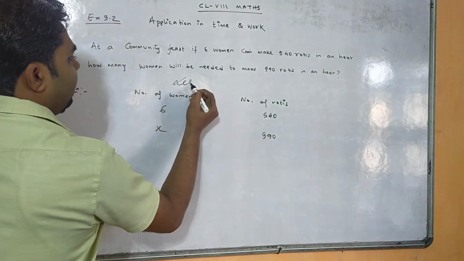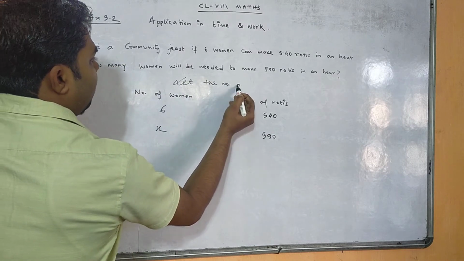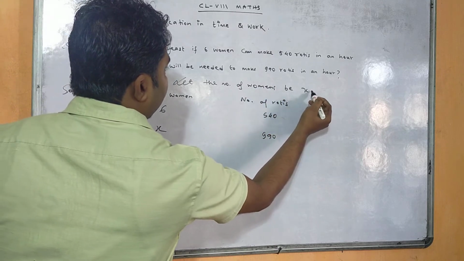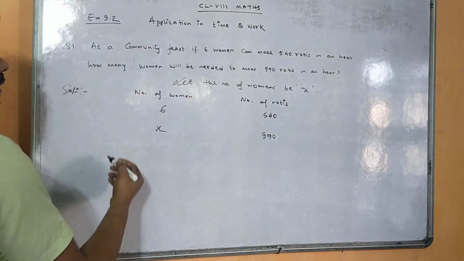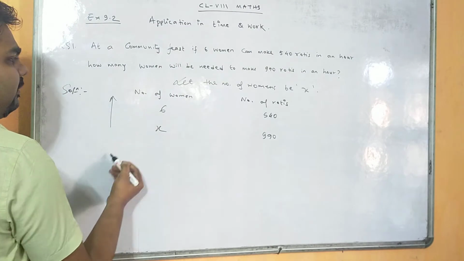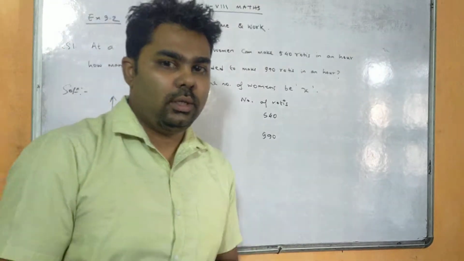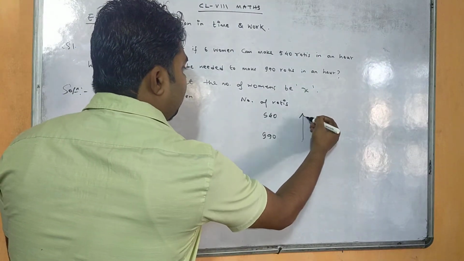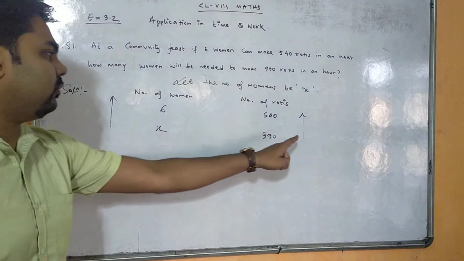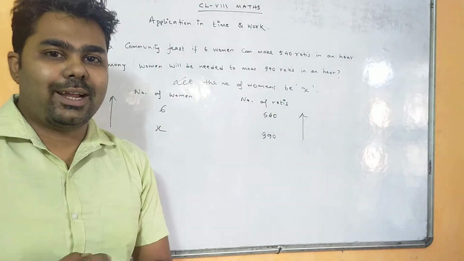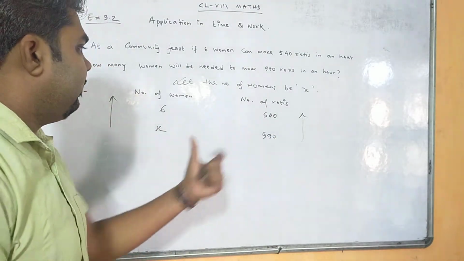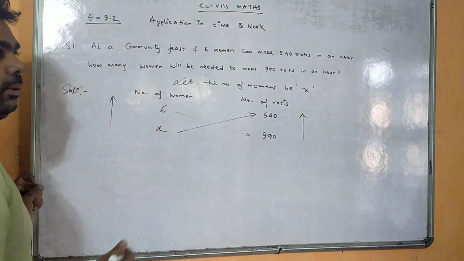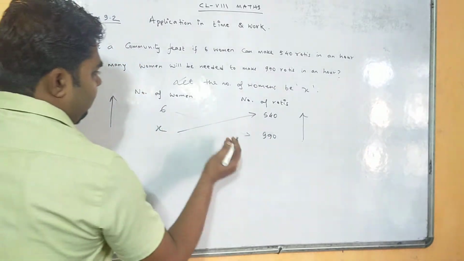So here you need to write, let the number of women be x. Now you see, if more women work, then more rotis will be made. That means if women are increasing, the number of rotis is also increasing. Both the arrows are going in the upward direction. That means this is a direct variation, right? So as it is a direct variation, we need to cross multiply, like in the previous exercise where we solved a few similar questions.